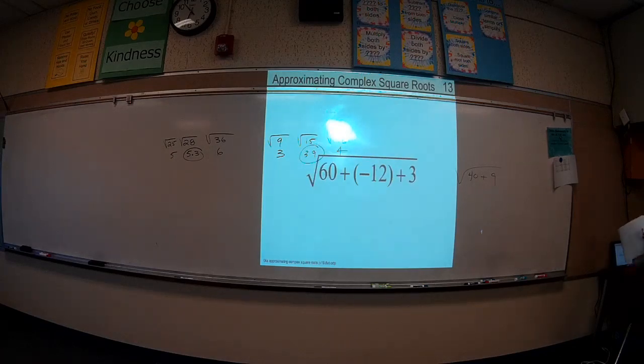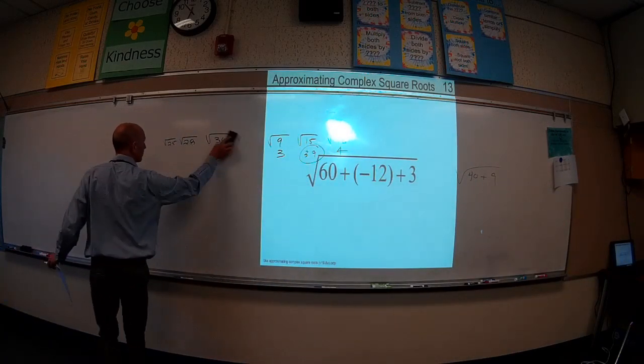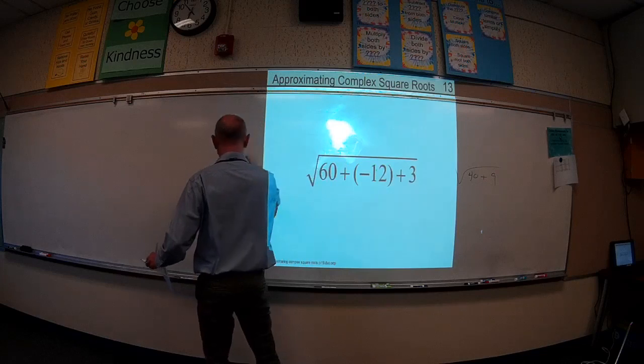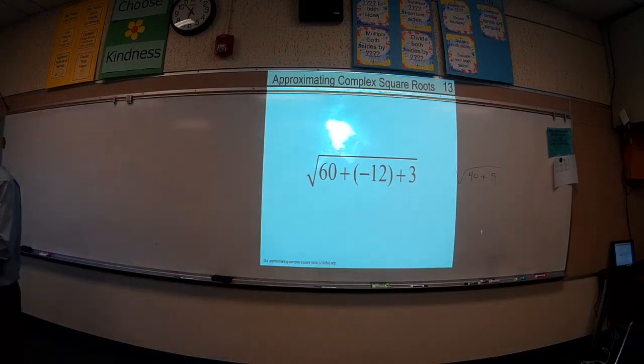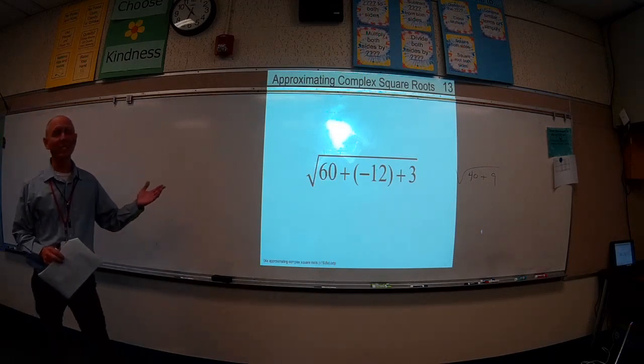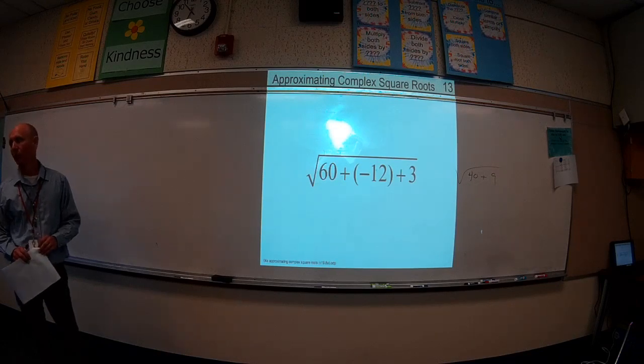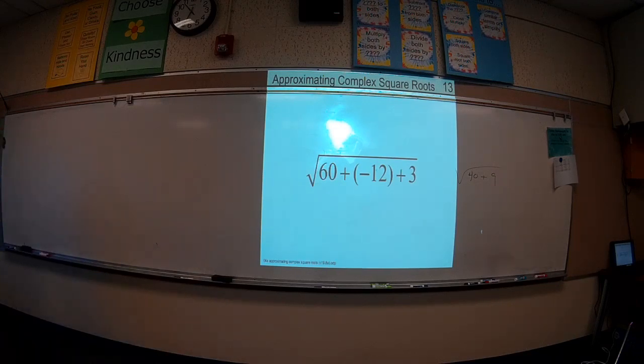Okay, I want to do number 13. We're on number 13. Cameron, hello. To clarify, if it's in parentheses, does that mean it's absolute value? It's not absolute value. Unless it's in brackets. 60 minus 12 plus 3. Okay, just making sure. You just work it left to right. 60 minus 12 plus 3.